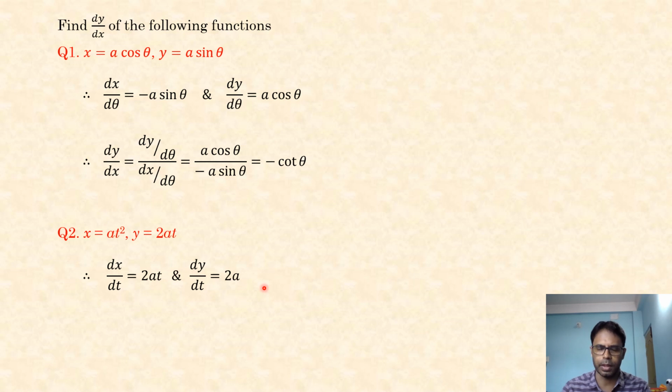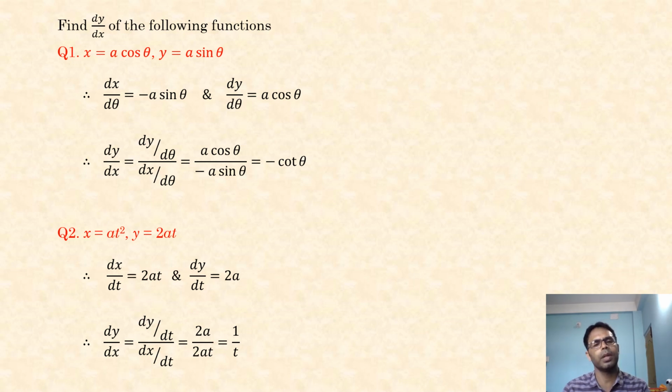Okay, so for the second question, we have got dy/dt and dx/dt. Then find dy/dx. So dy/dx is equal to dy/dt divided by dx/dt. Same method, there it was theta, here it is t. So dy/dt has the value 2a and dx/dt has the value 2at. Replacing here, 2a is cancelled, so 1 by t only, and that is the answer. So come to the next question.